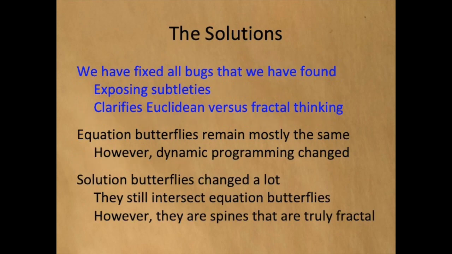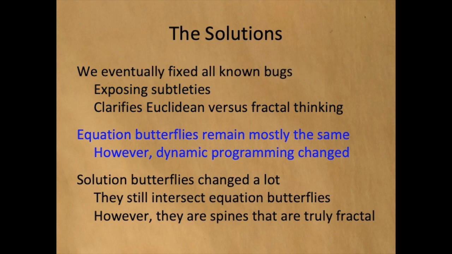We have now fixed all of the bugs that we have found. Some of the bugs expose the subtleties of the algorithm, which is why we're describing them here. For example, some bugs clarified the difference between Euclidean and fractal thinking. The equation butterflies remain essentially the same, however the dynamic programming rules changed a bit. The solution butterflies changed a lot. They still embody the intersections of equation butterflies, however they have become spines that are now truly fractal.